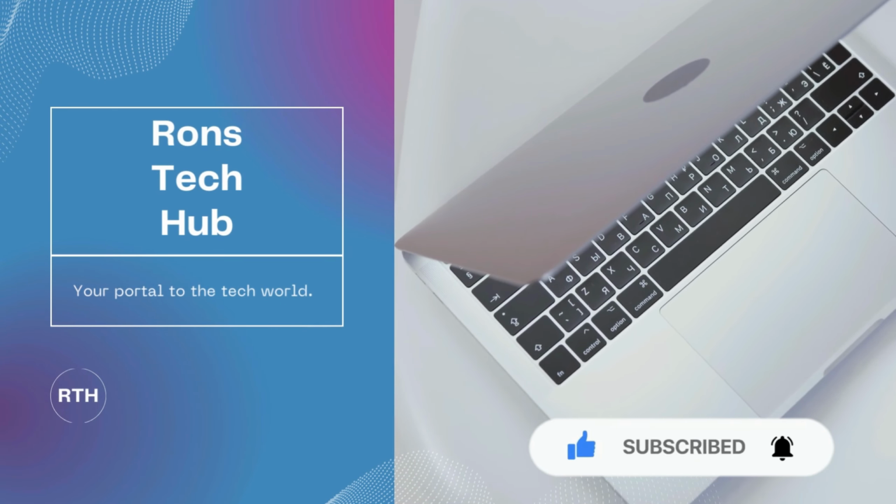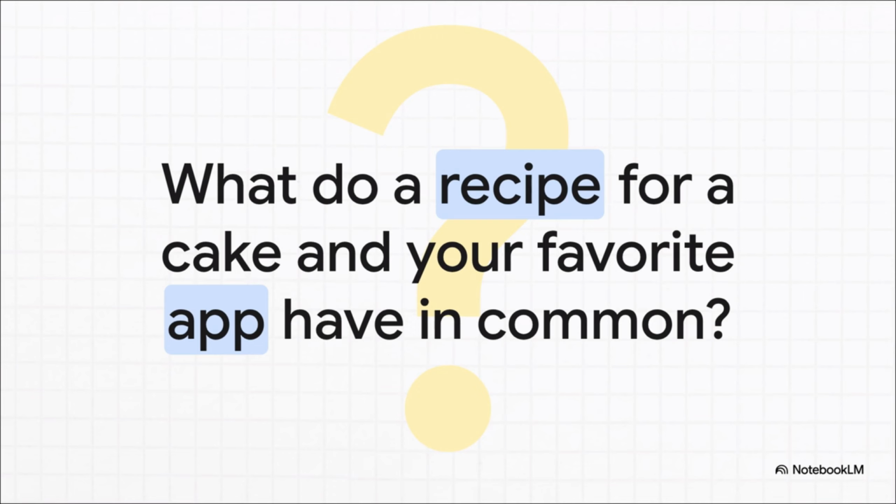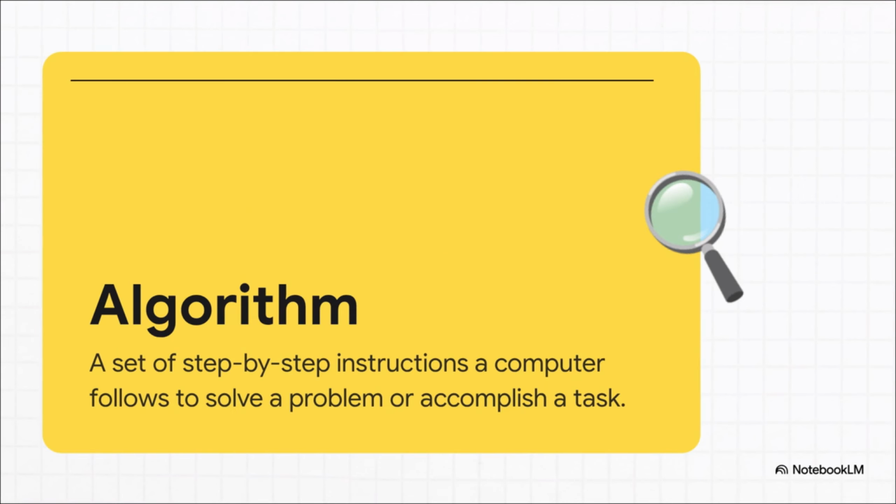So let me ask you a question, and it might sound a little weird at first. What does a recipe for a chocolate cake and your favorite app have in common? The answer to this actually gets right to the heart of how computers think. And there it is. They both rely on a precise set of instructions to get something done. That's all an algorithm is. It's not some kind of magic.